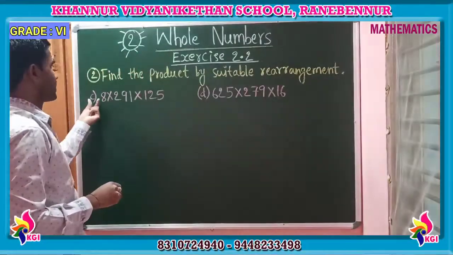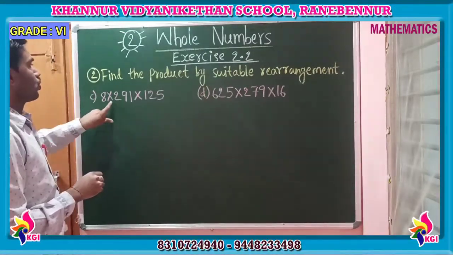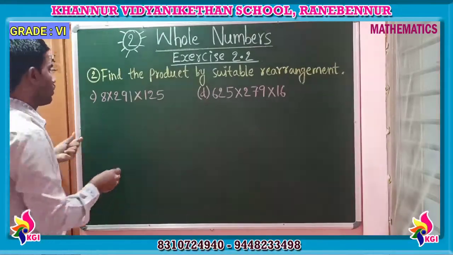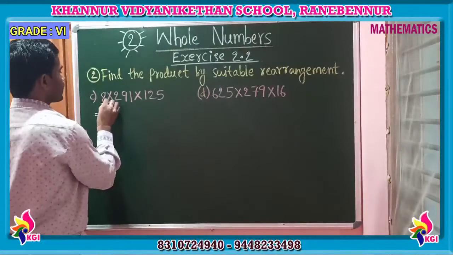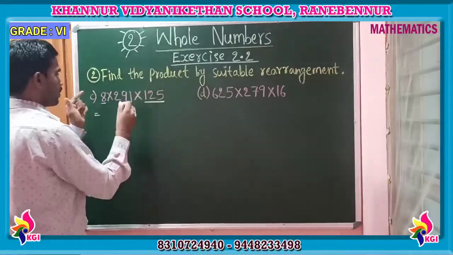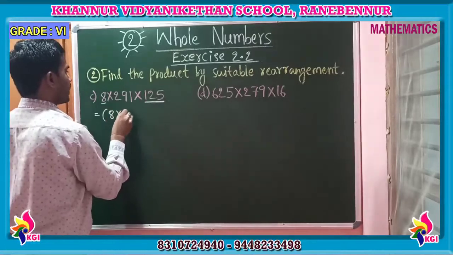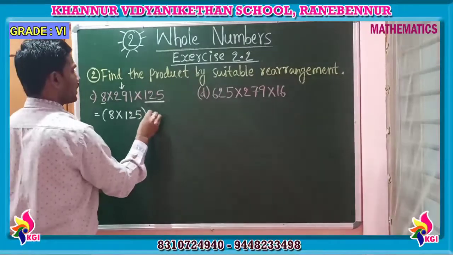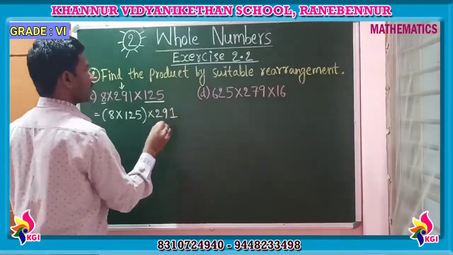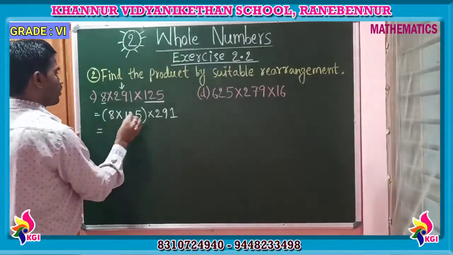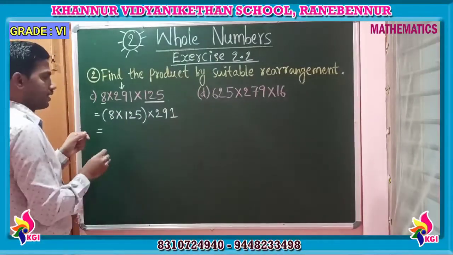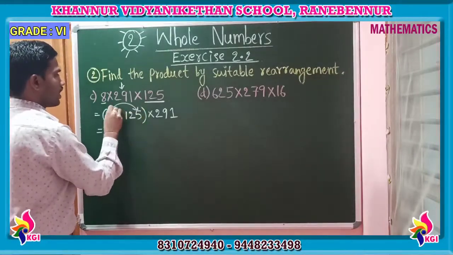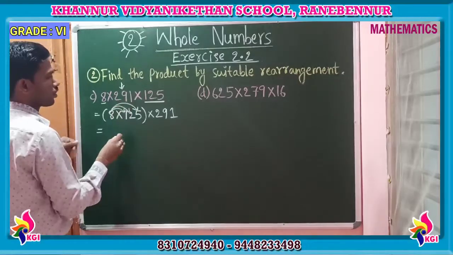See children, your C question is like this: 8 into 291 into 125. There are three numbers. Now in the first step, take this first number and this third number in a group. Okay, now I will arrange like this: 8 into 125, and this second number, 291, I am taking outside. Then first of all I will multiply this 125 and 8. 8 5s, 8 2s and 8 1s, like this you can multiply.